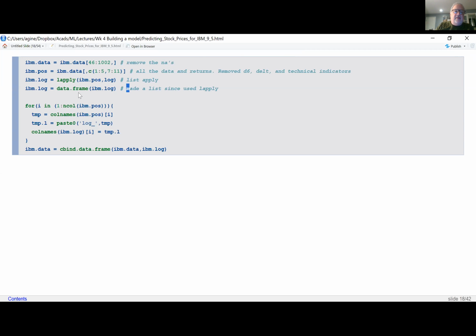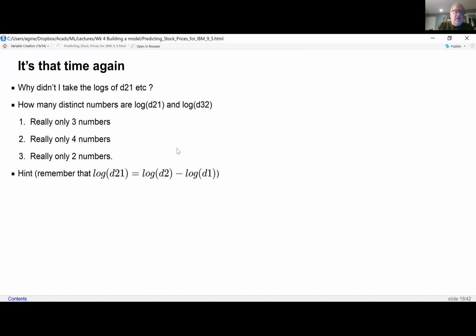Anyway, then I just get the column names by pasting log in front of the original column names, so I have column names for everything. This is a large part of what you do. So why didn't I take log of D21, etc.? The real question is how many distinct numbers are there in log D21 and log D32? The heart of the question is, is it 3 numbers, 4 numbers, or 2 numbers?